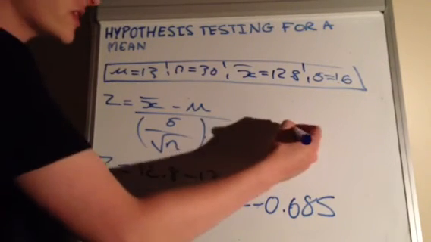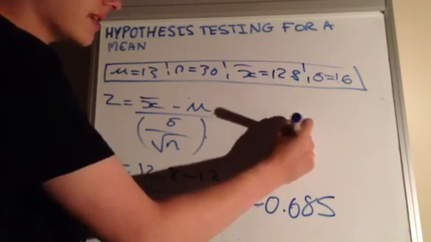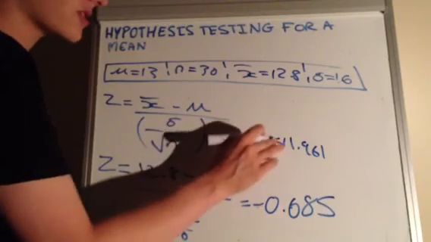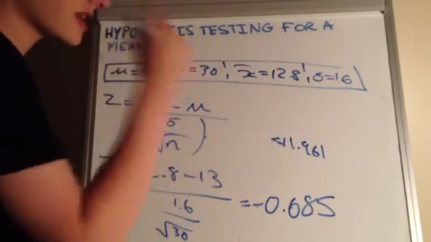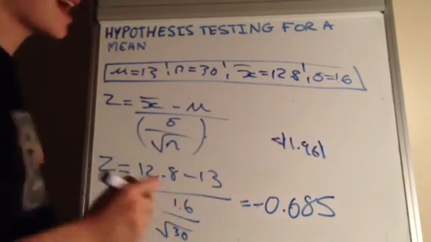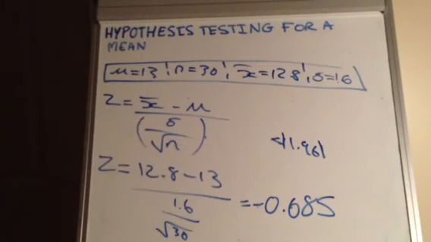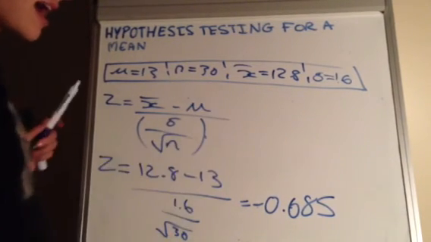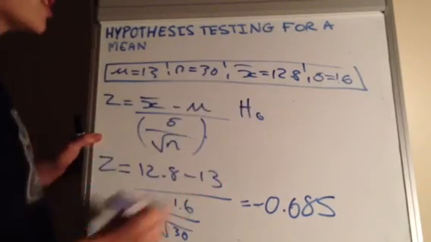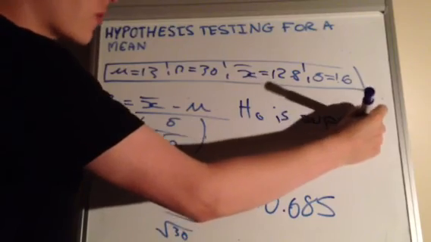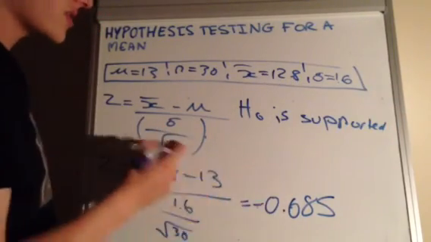0.685, and of course that is less than 1.96 if we take into account that we look at the magnitude rather than the actual negative. As a result of this, our H0, the null hypothesis, is supported, because it's not outside of that boundary.